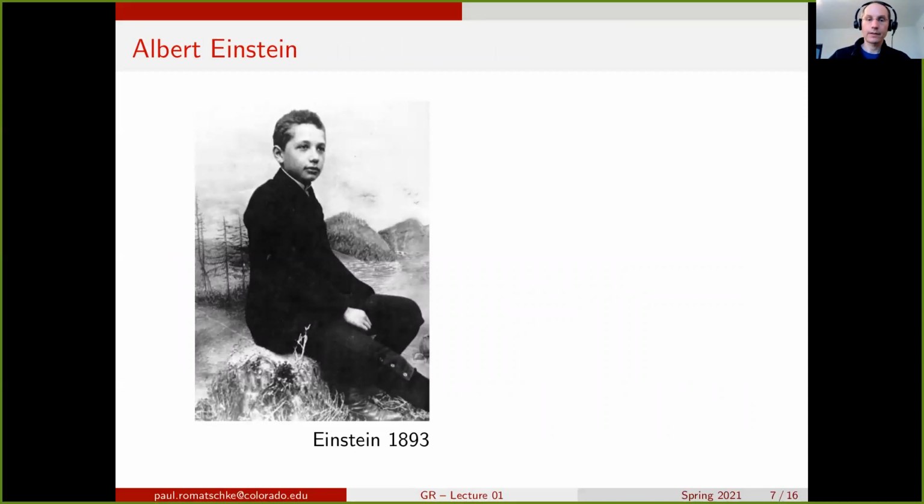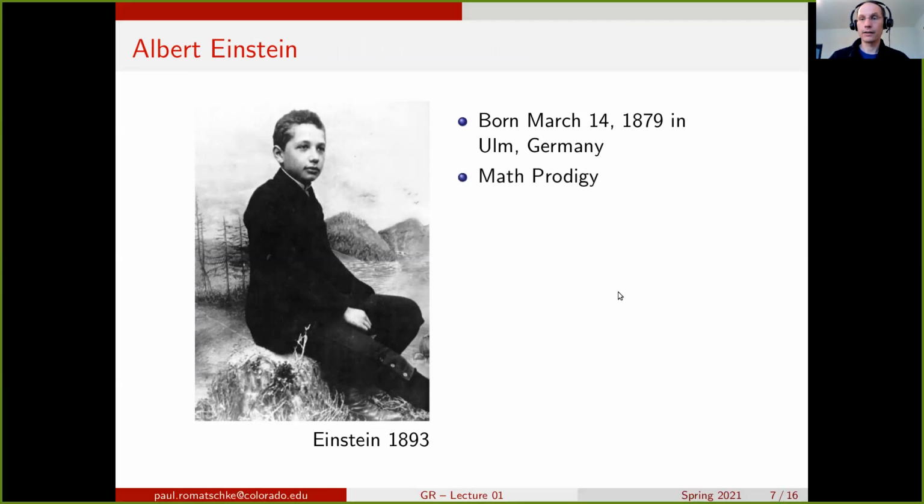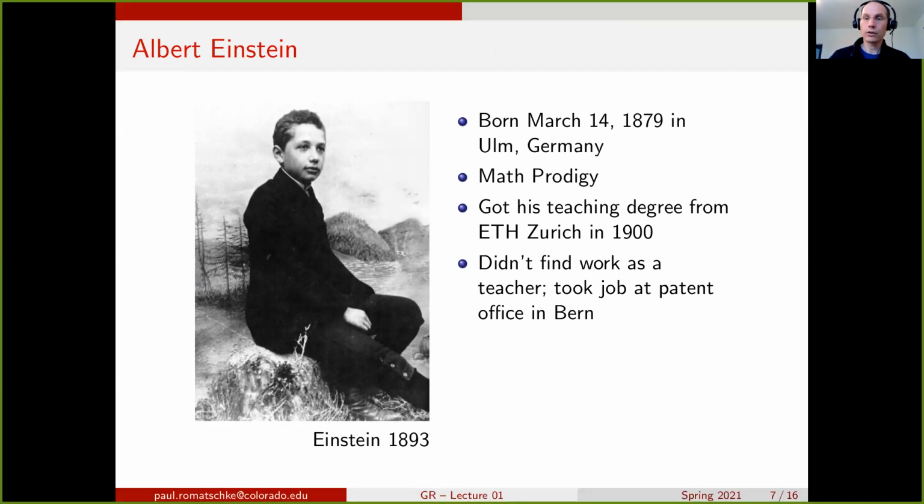Enter Albert Einstein. Albert was born in 1879 in Ulm in Germany. There's a picture of him at age 14. He was a math prodigy, and he got his teaching degree from the ETH Zurich in Switzerland in 1900. He didn't find a job as a teacher, so he took a job at the patent office in Bern reviewing patents, and he seems to have reasonably enjoyed that job because it allowed him to work on his physics theories on the side.